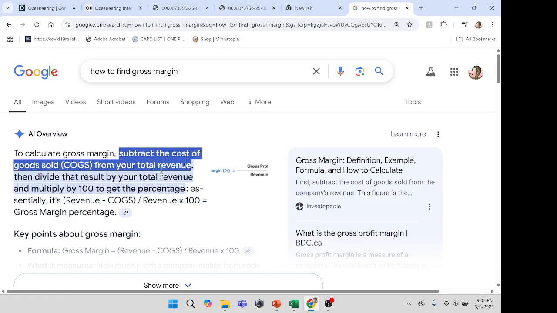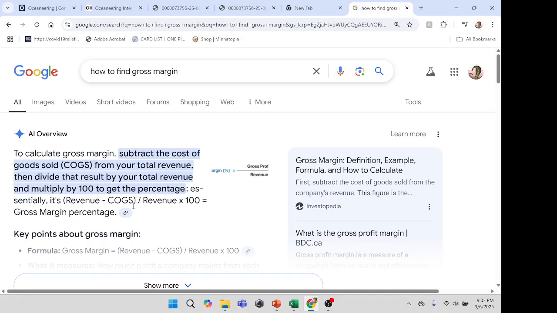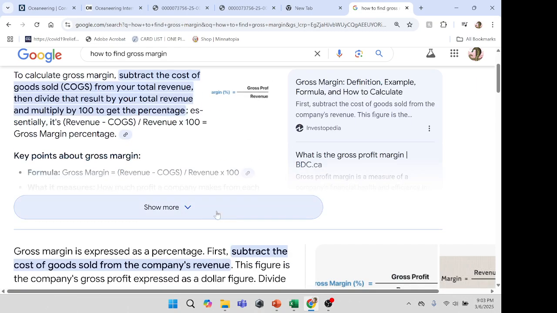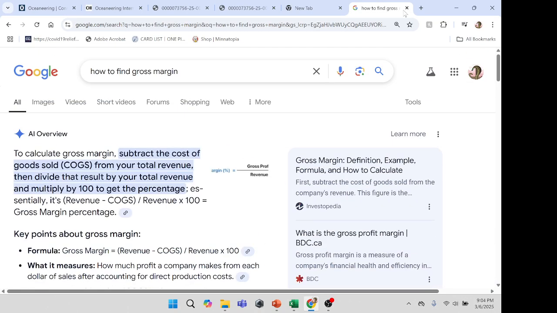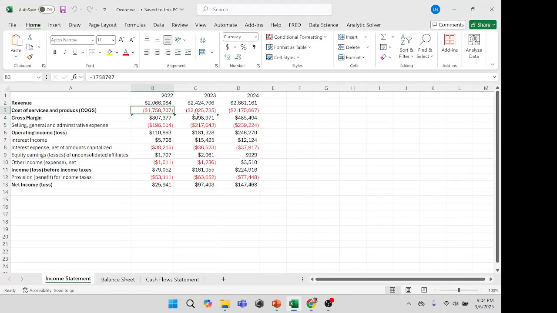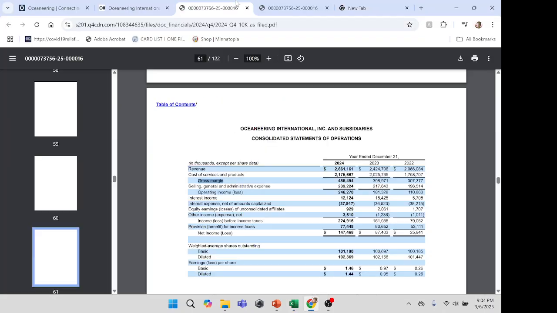Don't look at how they divide by that. It's a different thing. But I said just keep it simple. Right now you just need to subtract these two, these two that lead to gross margin.